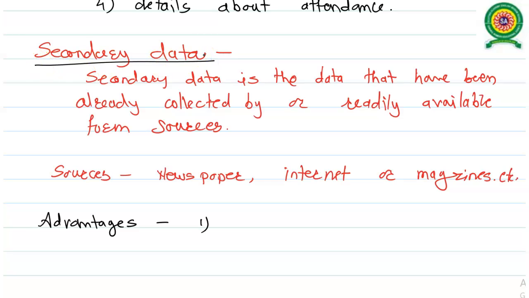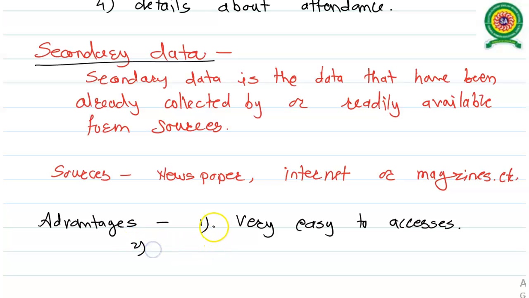Now we are going to discuss the advantages of secondary data. The first advantage is that it is very easy to access. It is already collected by sources like newspapers, the internet and magazines, so it is readily available somewhere else.